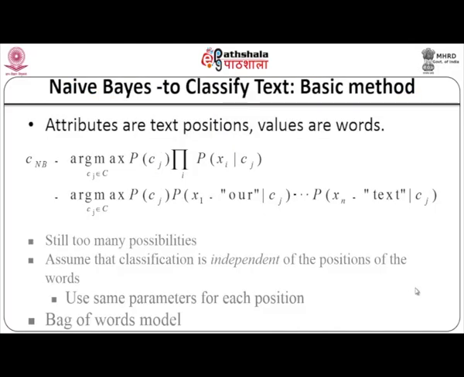So, attributes are text positions and values are words. That can be done, but still there are too many possibilities. Assume that classification is independent of the positions. Then you come to what is famously called the bag of words model. There we just take words, the occurrence of the words is enough, we are not bothered about the positions of the words, and you calculate the probability.